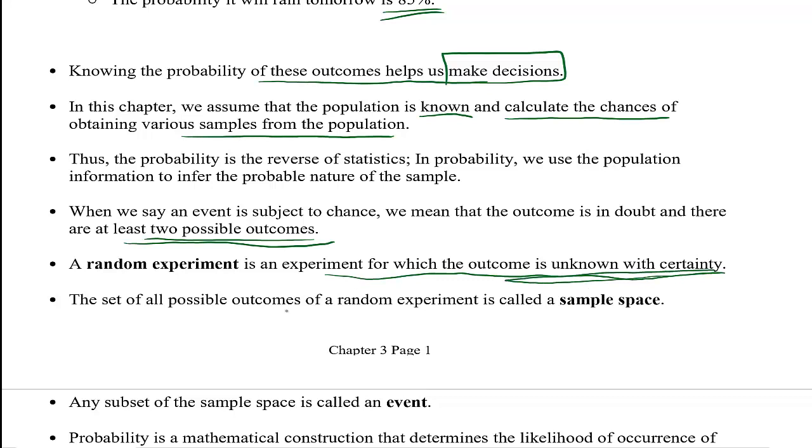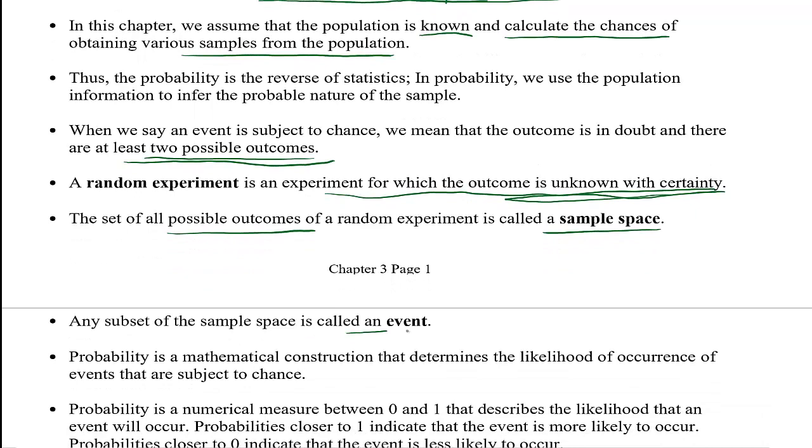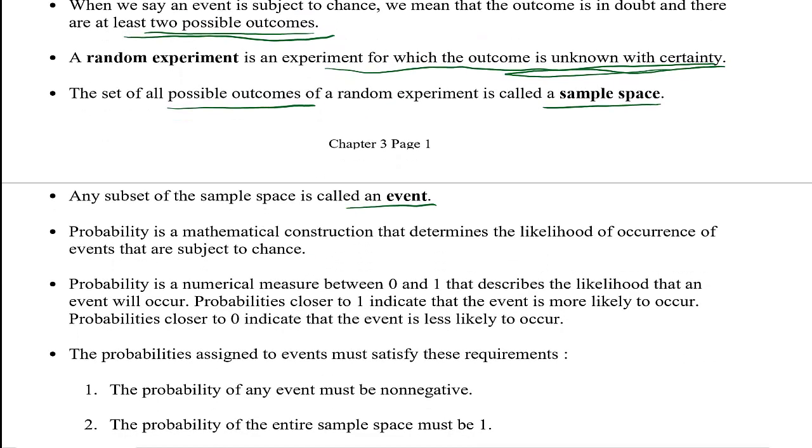The set of all possible outcomes of a random experiment is called a sample space. The set of all possible outcomes is called a sample space. مجموعة النتائج الممكنة، مجموعة كل النتائج الممكنة لتجربة عشوائية تسمى بالsample space. Any subset of the sample space is called an event. أي مجموعة جزئية من هذا الفضاء is called an event.